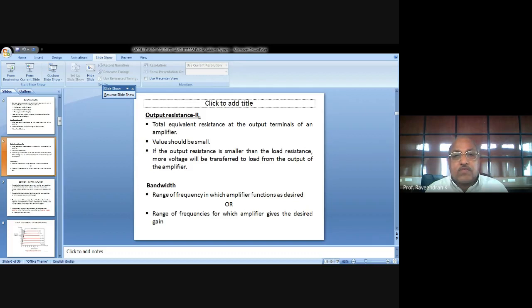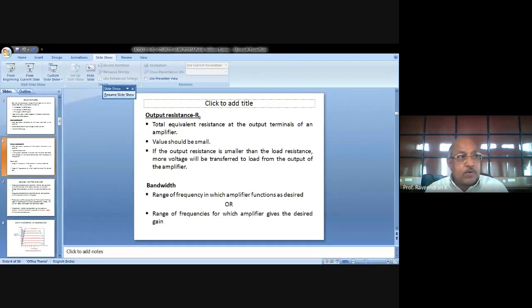So there will be a lower frequency range and a higher frequency range. Every amplifier is supposed to give almost the same amplification throughout certain frequency ranges. The frequency range at which the amplifier gives the desired voltage gain, desired current gain, and desired power gain, that range of frequency is called the bandwidth of the amplifier.